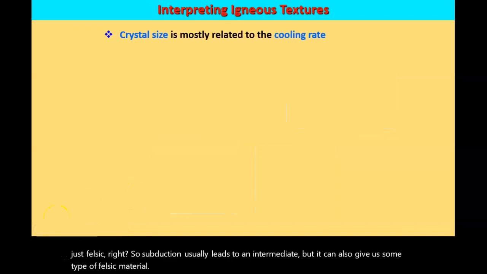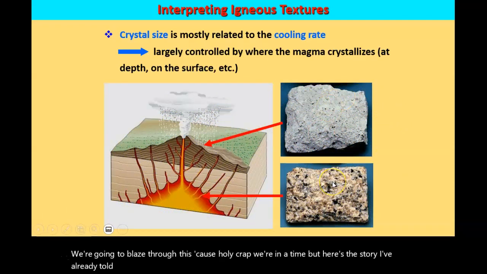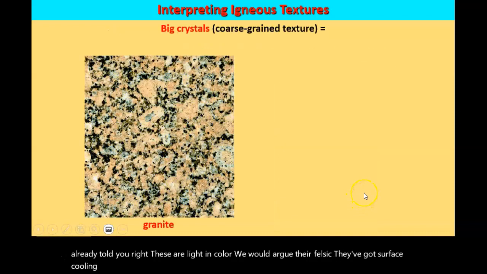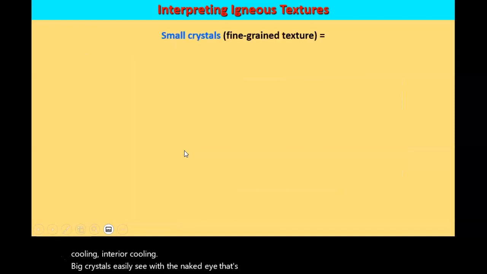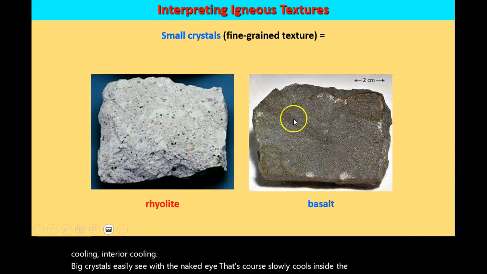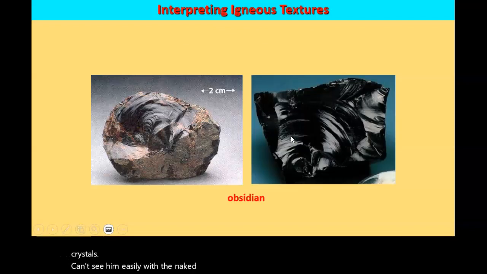Okay, we're going to blaze through this because we're running out of time. But here's the story I've already told you, right? These are light in color. We would argue they're felsic. We've got surface cooling, interior cooling. So big crystals, easily seen with the naked eye. That's coarse, slowly cooled inside the earth. Small crystals, can't see them easily with the naked eye. That cooled on the surface.